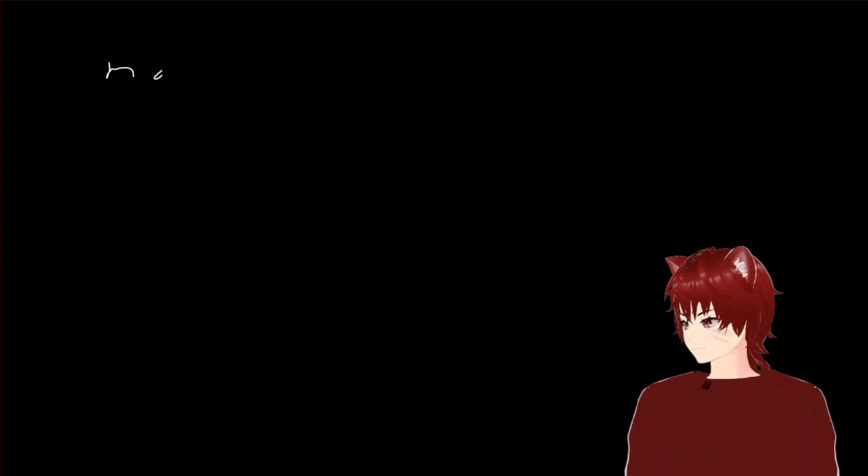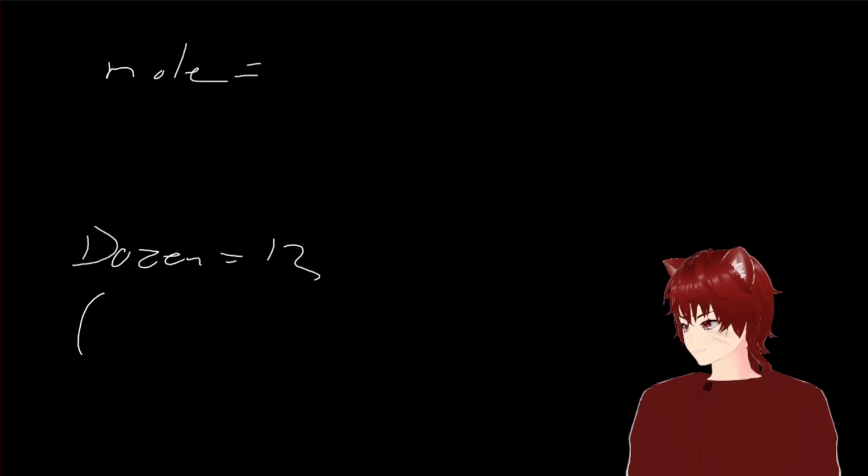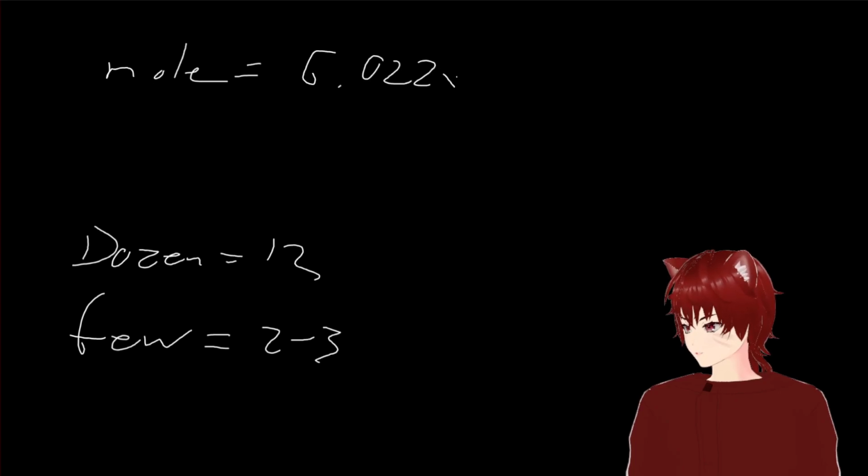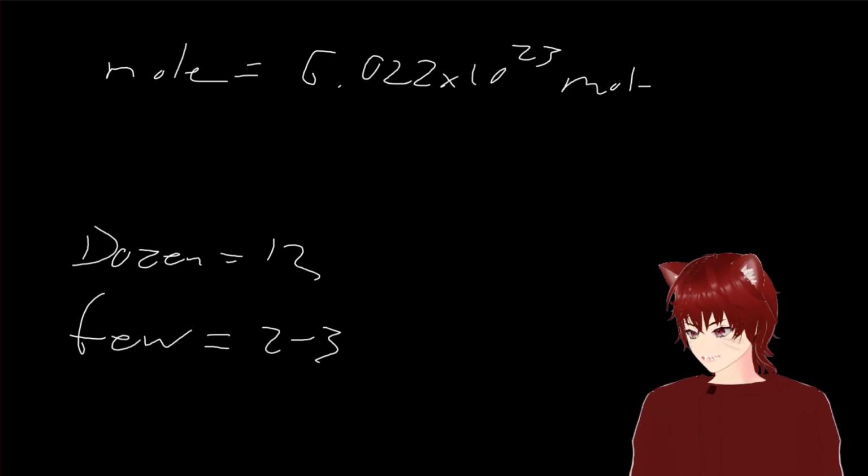So what is a mole? A mole is a specific quantity of something, same thing as a dozen equals 12, or a few equals 2 or 3. A mole is equal to 6.022 times 10 to the 23rd molecules. Huge number, huge.